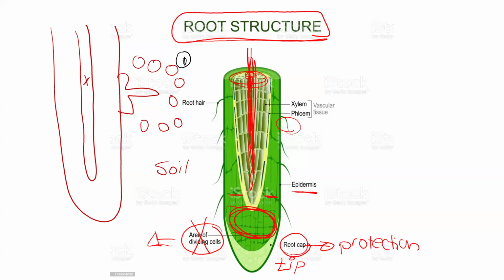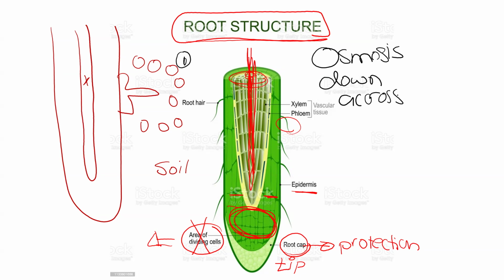Osmosis will give you a mark. So number 1, you will say that the water will move by osmosis. Of course, don't forget to mention what you have to mention anytime you write osmosis. Down a concentration gradient, across a what? Semi-permeable membrane. Very good. This will give you a mark.